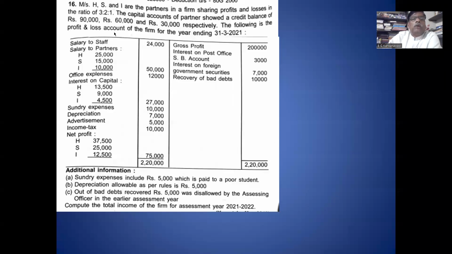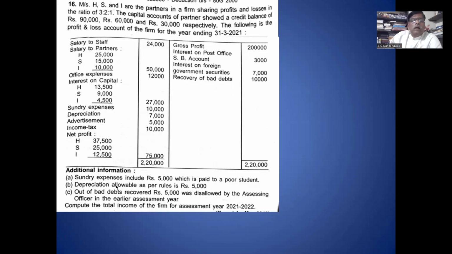The following is the profit and loss account of the firm for the year ending 31st March 2021. You see the P&L account debit side. On the P&L account debit side, expenses are there, and net profit is 75,000. This 75,000 is shared between all the three partners according to their profit sharing ratio. Okay. Then on the credit side: gross profit, interest on post office SB, interest on foreign government security, then recovery of bad debt. These are the credit side items.